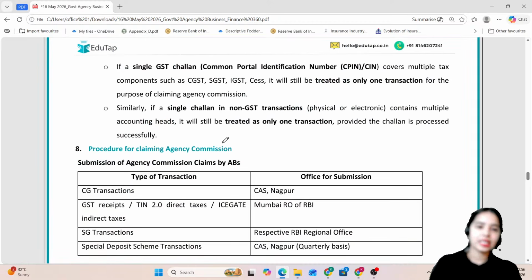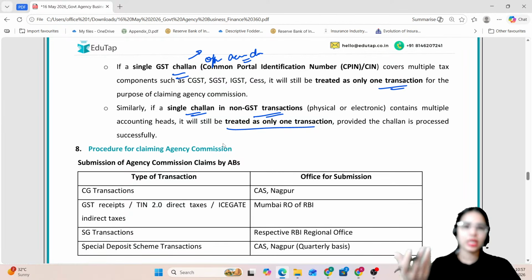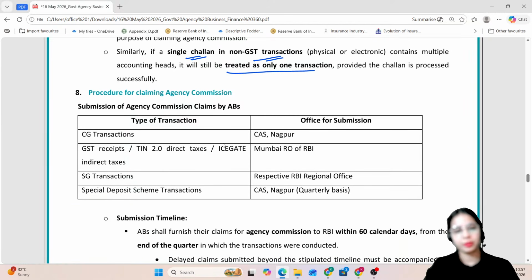Now, if a single GST challan is there, if a single GST official document or the official accounting document is being signed, then for that only one transaction will be calculated. If it is a single challan in non-GST cases, for that also one transaction. If there is a single GST official document or transaction document that is submitted, then there will be only one transaction that will be counted.